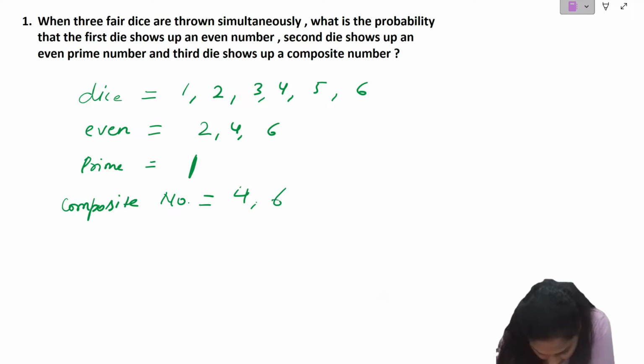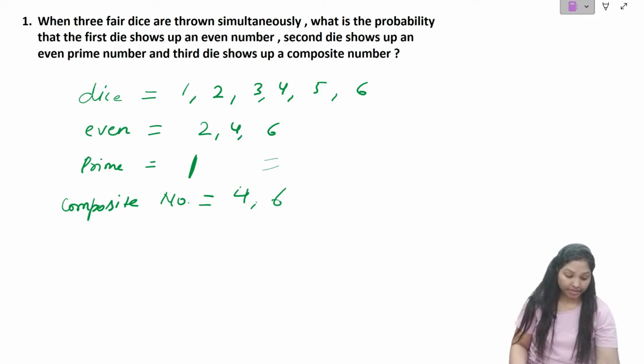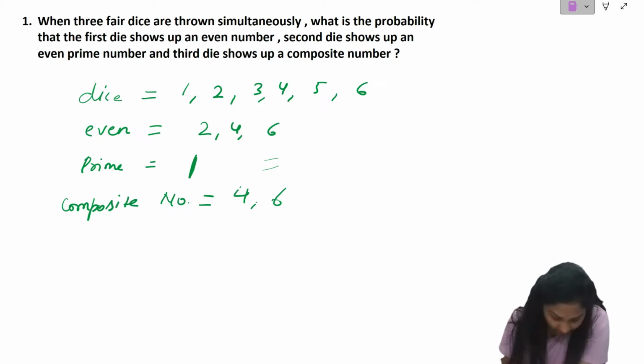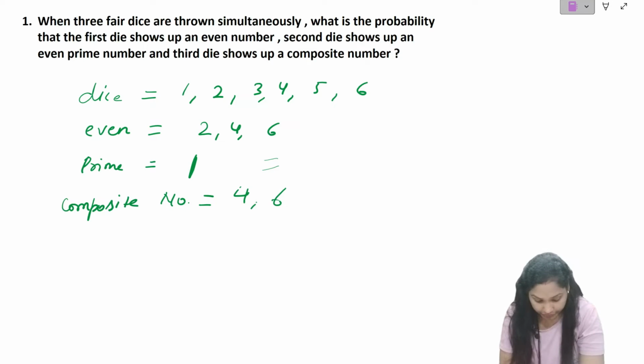We know that prime numbers are those numbers that cannot be divided by any number other than itself and 1, and composite numbers are those numbers that can be formed by multiplying two smaller positive integers other than 1 and itself.